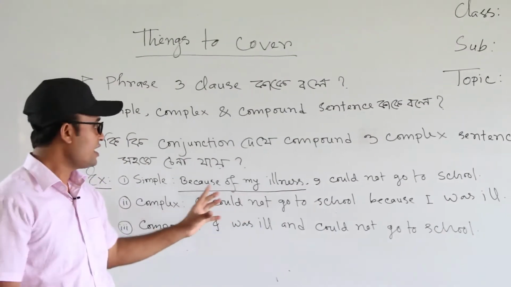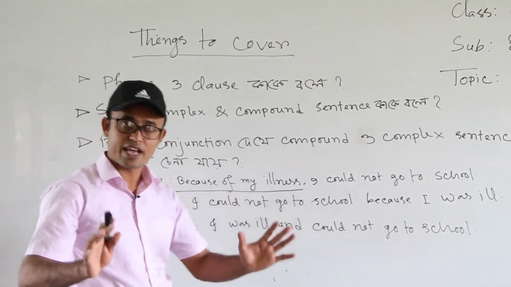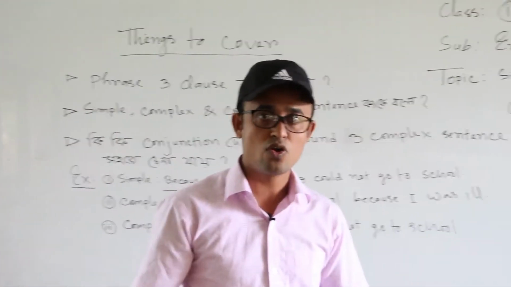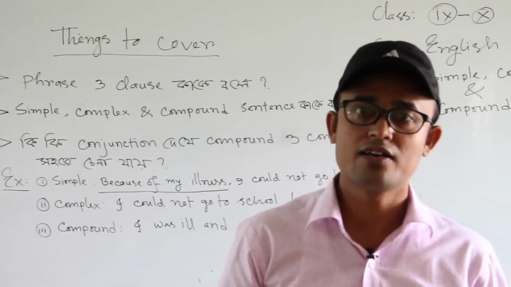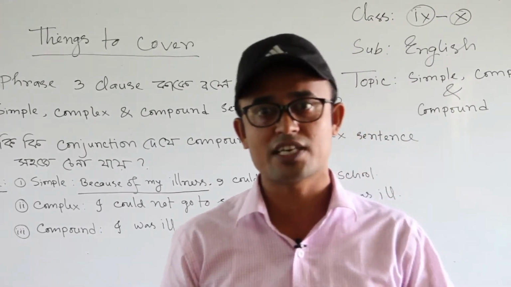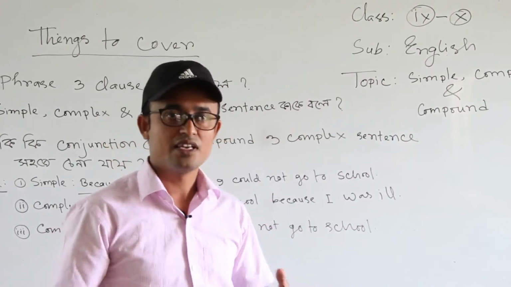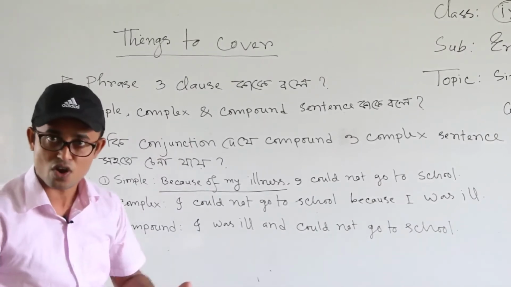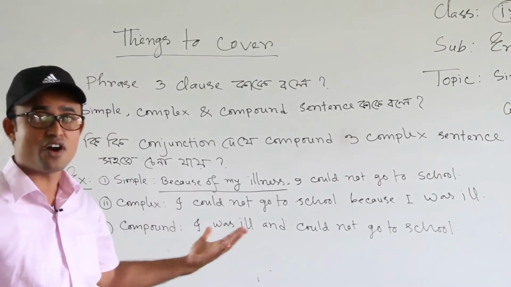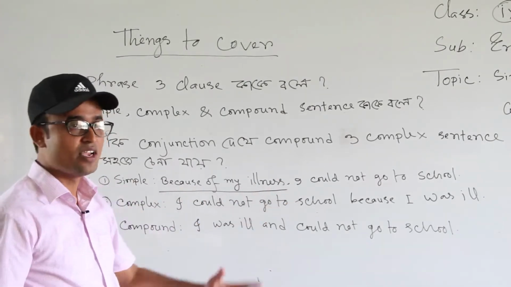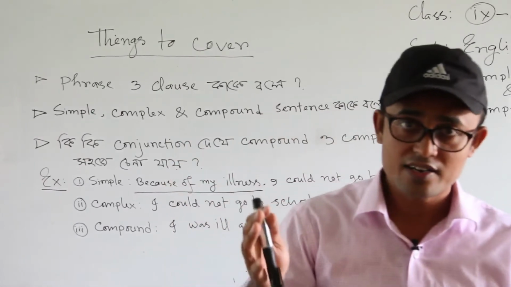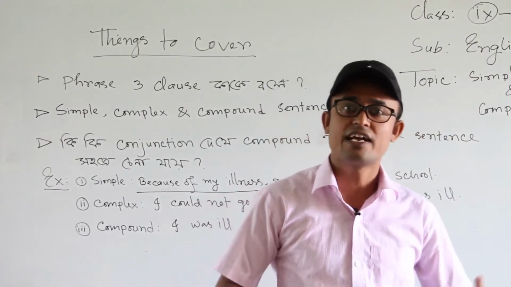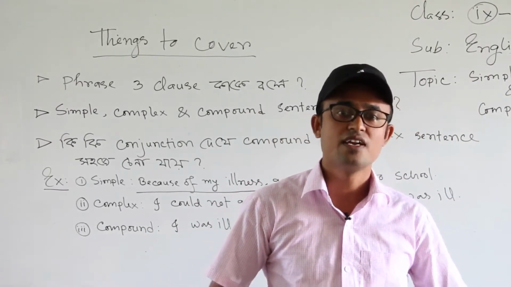Because of my illness, এখানে চারটি ওয়ার্ড রয়েছে, কিন্তু এখানে একটি সাবজেক্টও নেই, ভার্বও নেই। অর্থাৎ ফ্রেজ হলো একগুচ্ছ ওয়ার্ড যেখানে সাবজেক্ট থাকবে না, ভার্ব থাকবে না, অথবা ভার্ব থাকবে বাট সাবজেক্ট থাকবে না। This is why if I ask you, because of my illness, what are these, phrase or clause? You will say that definitely this is a phrase because there is no subject. Understand? So simple sentence are the what? যে সেন্টেন্সে একটি মাত্র সাবজেক্ট এবং একটি মাত্র ফাইনাইট ভার্ব থাকবে, that is called simple sentence, okay? Simple sentence.